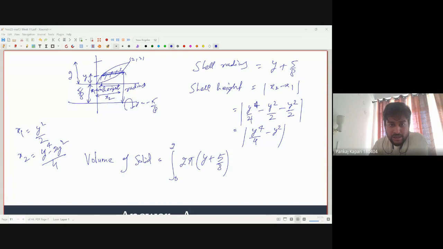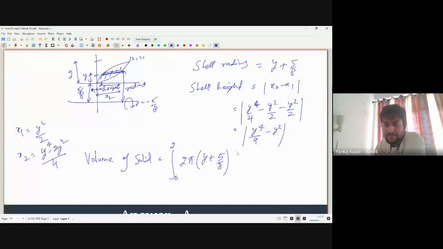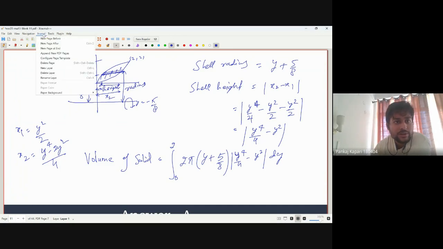and what is the cell height? It is modulus of y to the power 4 by 4 minus y square dy. Okay. Now we have to see between 0 to 2 which is bigger. If y square is bigger than y to the power 4 by 4, or it's the different case.